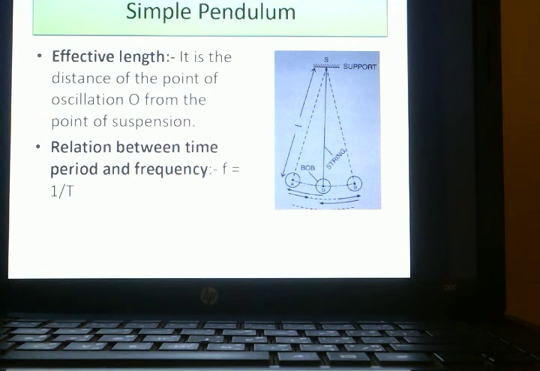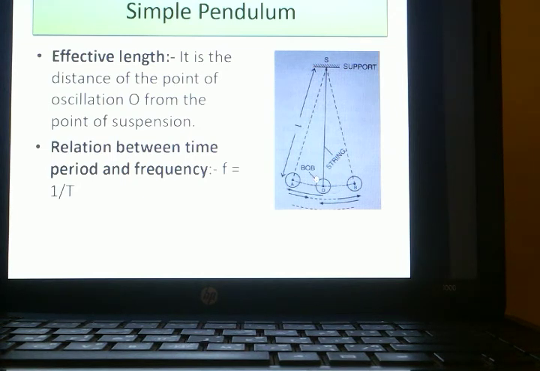Effective length. Effective length means what? The distance from S to O is called the effective length. It is the distance of the point of oscillation O from the point of suspension. This is the point from where it has been suspended. So S to O is called the effective length.